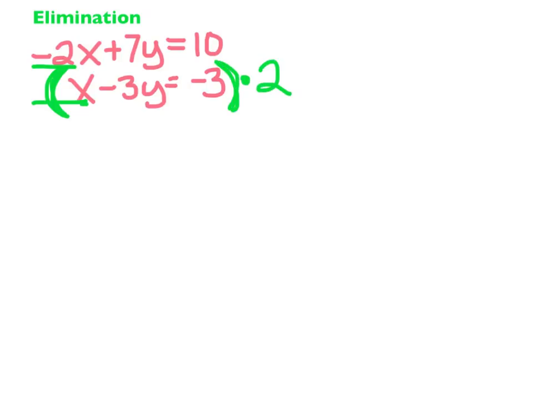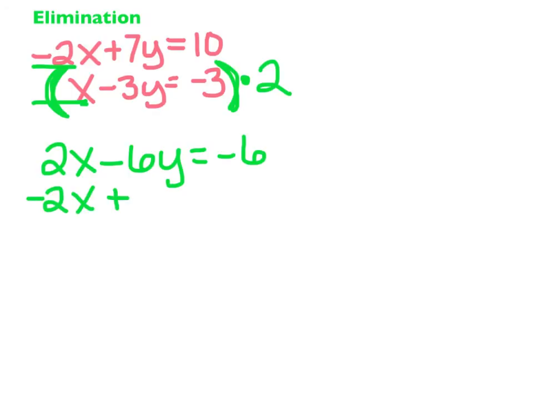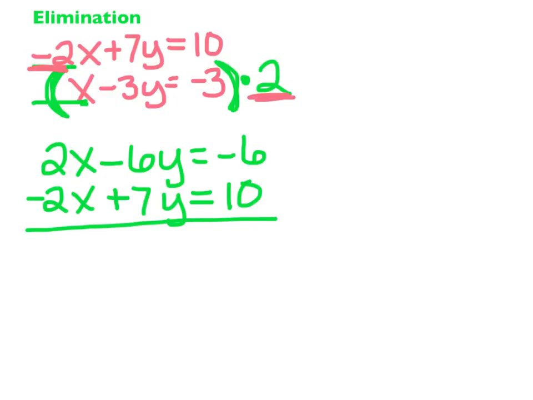The reason I did that is so that I get 2x minus 6y equals negative 6, because you have to do it to every single piece of the equation. And I'm going to combine it with the top one, which was negative 2x plus 7y equals 10. You're just going to take these two and add them up. That's why I chose a positive 2, because it's the exact opposite of negative 2. When I add these up, I get no x's. I get positive 1y equals, and negative 6 plus 10 is 4. So right there, I now know y equals 4.